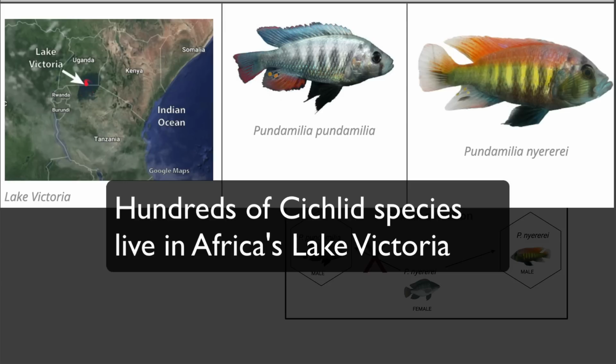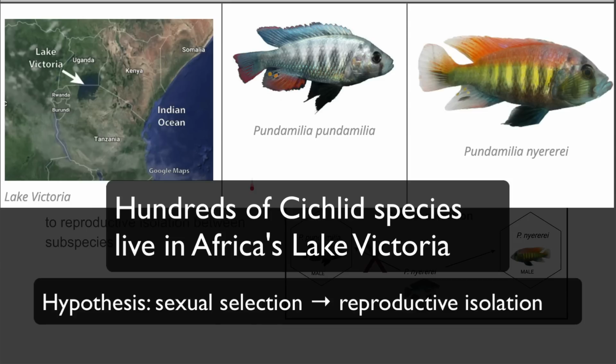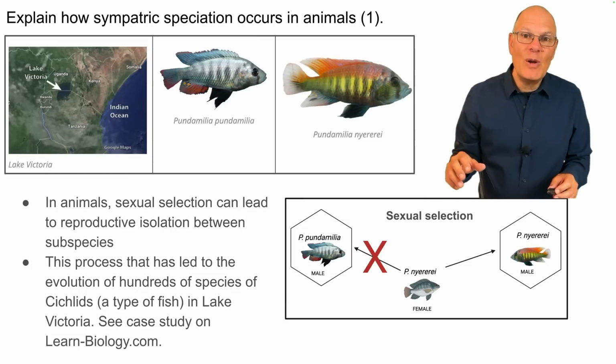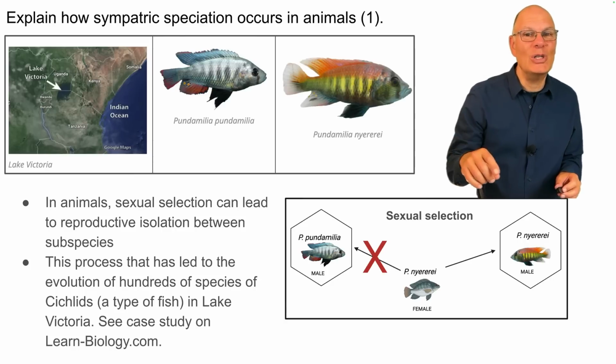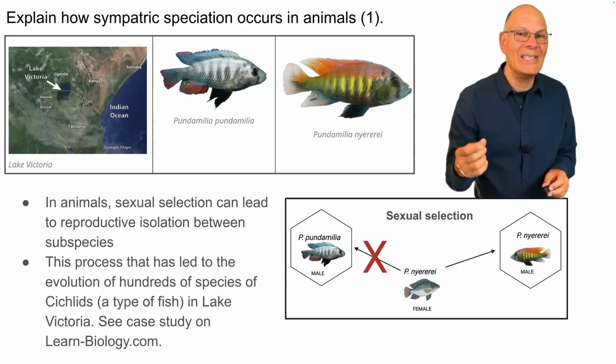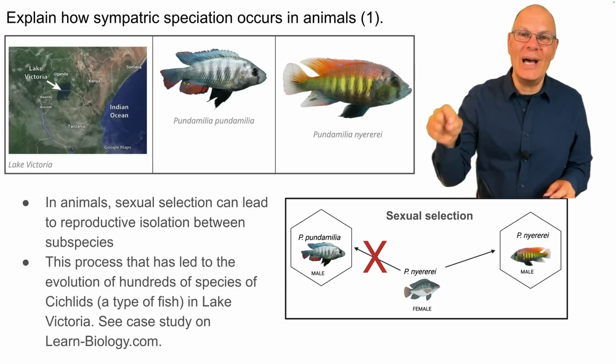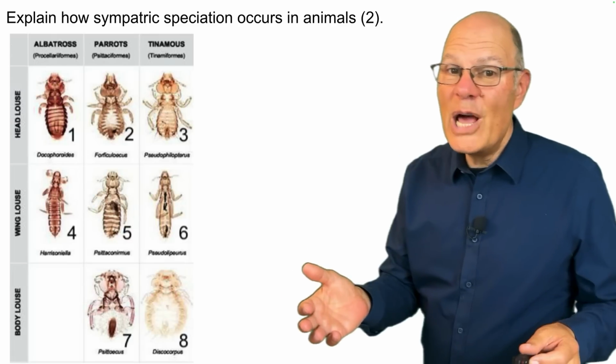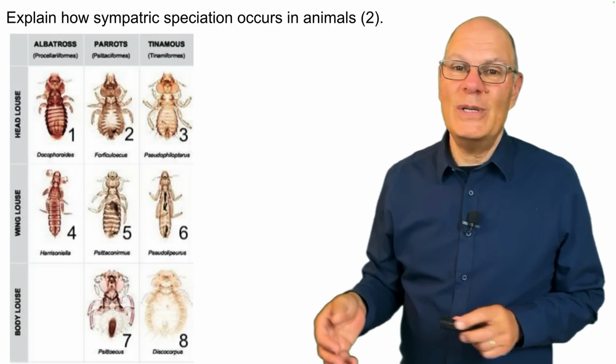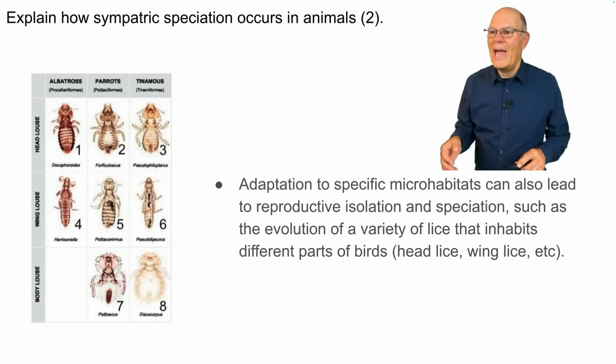One example of sympatric speciation in animals involves the hundreds of species of these fish that are called cichlids that live in Africa's Lake Victoria. What is thought is that sexual selection has led to reproductive isolation between the subspecies. That's been experimentally verified. It's a very complex story, and what I want to encourage you to do is go look at the case study on learn-biology.com. The link is below.